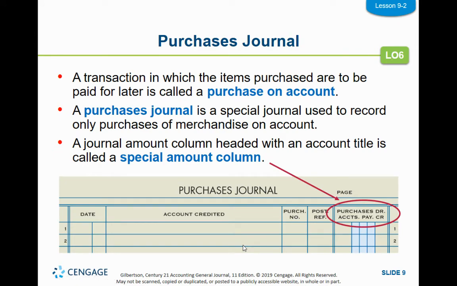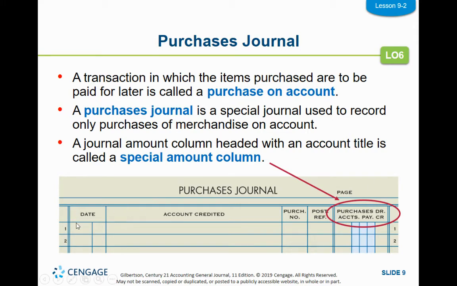This is what your purchases journal looks like. Again, it is only for purchases of merchandise on account. If you purchase merchandise and you pay cash for it, it does not go in this journal. It goes in the cash payments journal. If you're purchasing merchandise on account, so basically an accounts payable, it goes in the purchases journal.